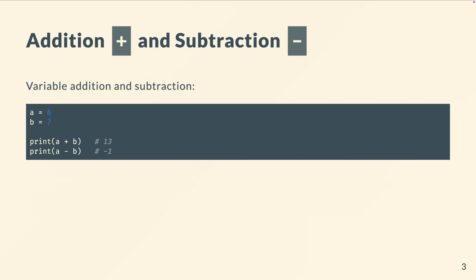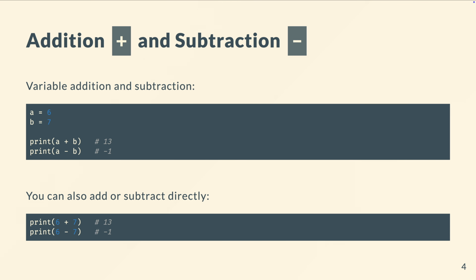Now let's do addition and subtraction with variables. We set a to 6 and b to 7. When we print a plus b, Python adds them and prints 13. When we print a minus b, Python subtracts 7 from 6 and prints -1. We can also add or subtract directly, without variables. Print 6 plus 7 gives 13. Print 6 minus 7 gives -1. So Python can compute math with variables or with numbers right inside print.